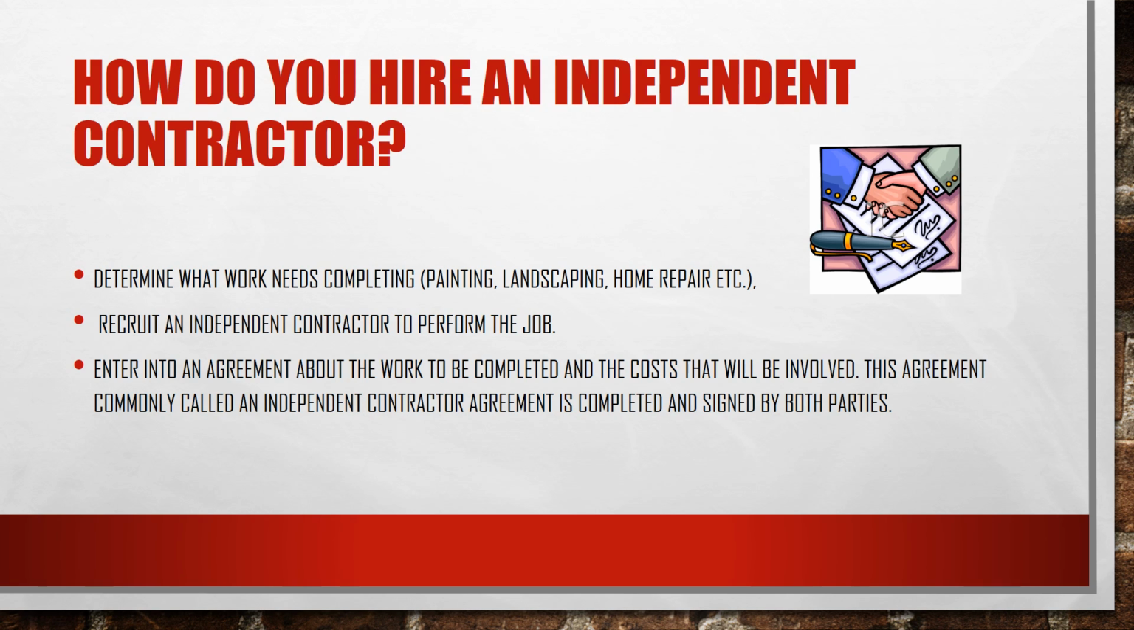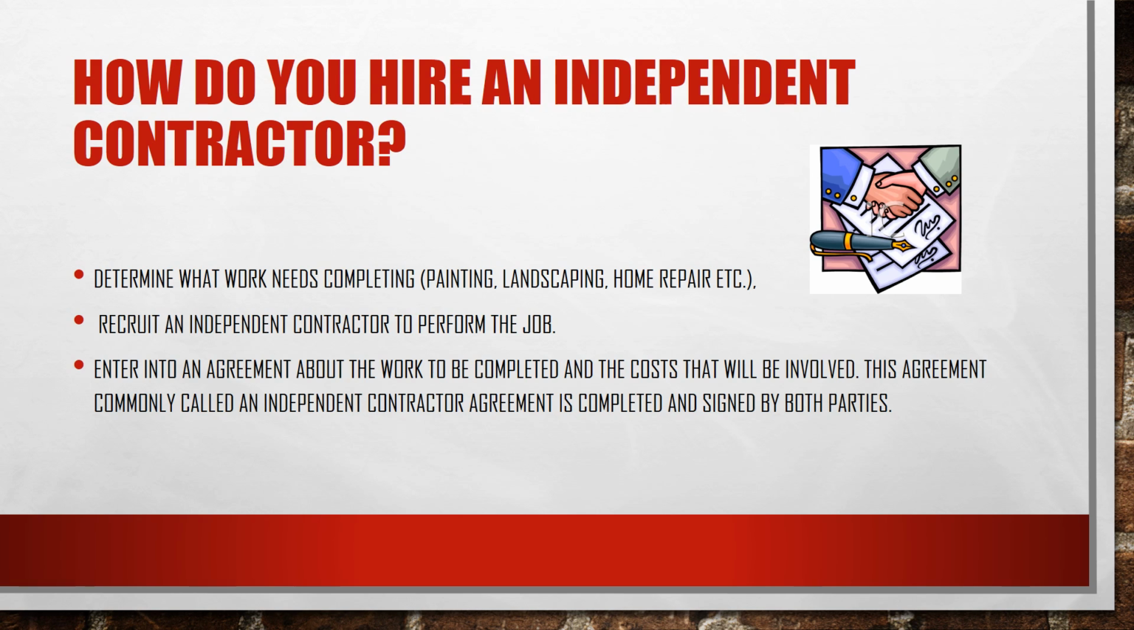Okay, so how do you hire an independent contractor? Well, first you determine what type of work needs to be done, say painting, landscaping, or home repair, etc. Then it's your job to recruit an independent contractor to perform those duties for you. All right, so you've got to go on the internet. You've got to look up the name of, say, a painter to come in to paint the living room. You've got to find out if they're local, if they are reputable, if they are insured, that kind of thing. So it's your job to recruit the contractor to come into an agreement with you.